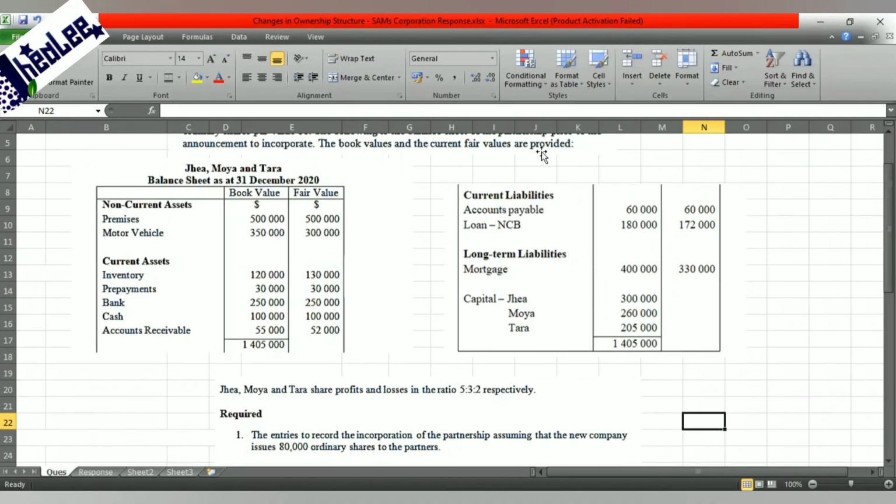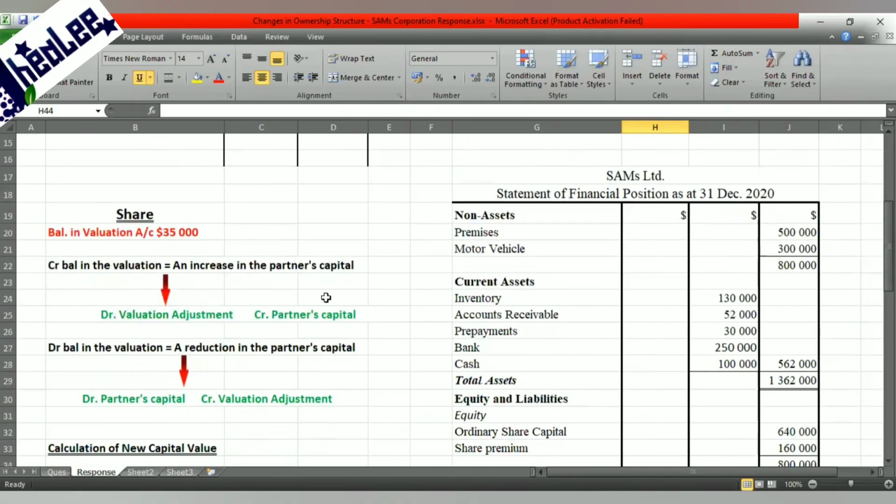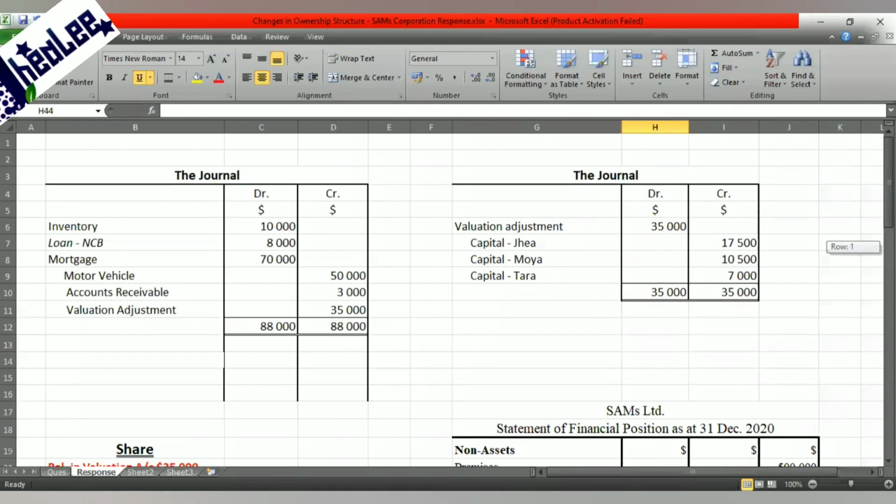The journal entries were done, and in the valuation adjustment account there was a credit balance of 35,000. What you do with the balance is to share it among the partners. Now, because it's a credit balance, there is an increase in the partners' capital because that's a gain. So therefore, you would debit your valuation adjustment and credit your partners' capital accounts. That was done in this journal.